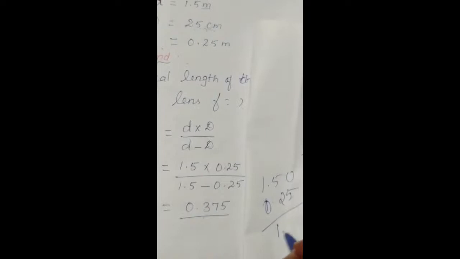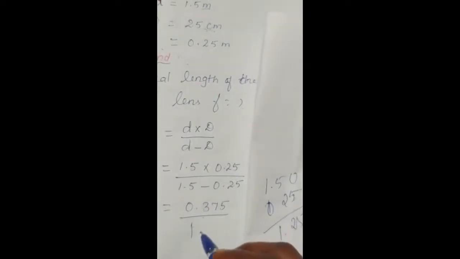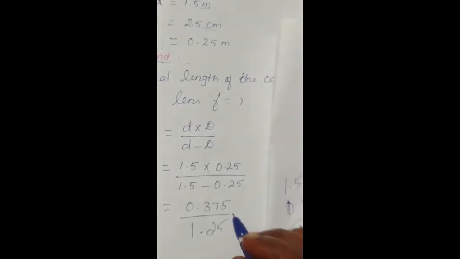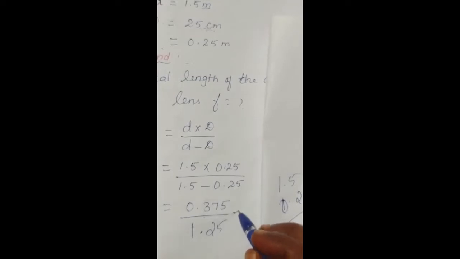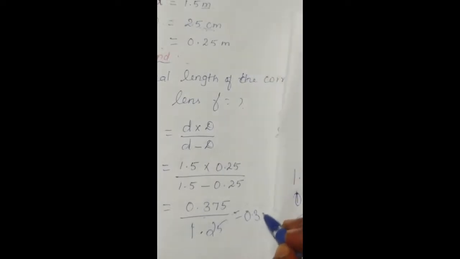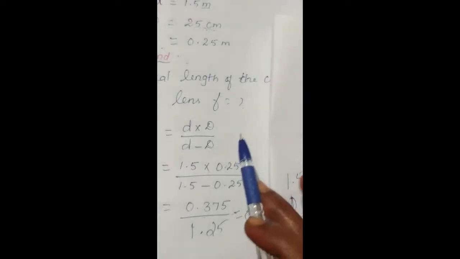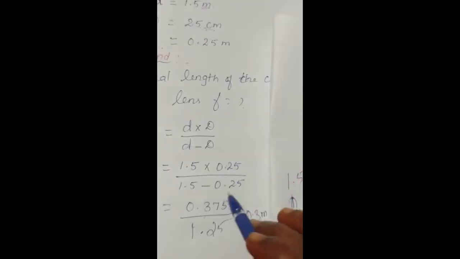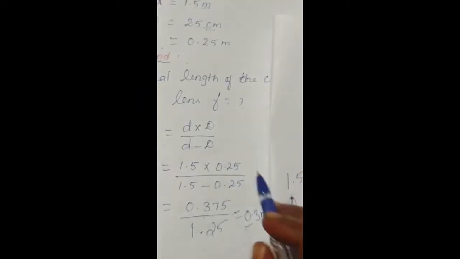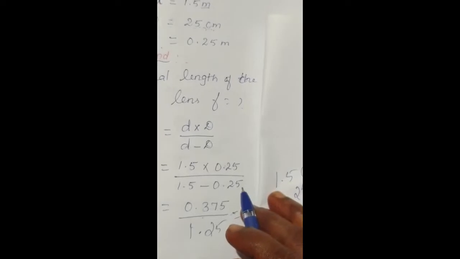So the answer is 1.25. So here I write 1.25. Now if you are dividing this decimal number, on both sides you have to multiply and divide by 1000 to make it into a whole number, and then simplify. You can get the answer 0.3 meter. 0.3 meter is the required focal length of the convex lens for this hypermetropic person. Just divide and check the answer.